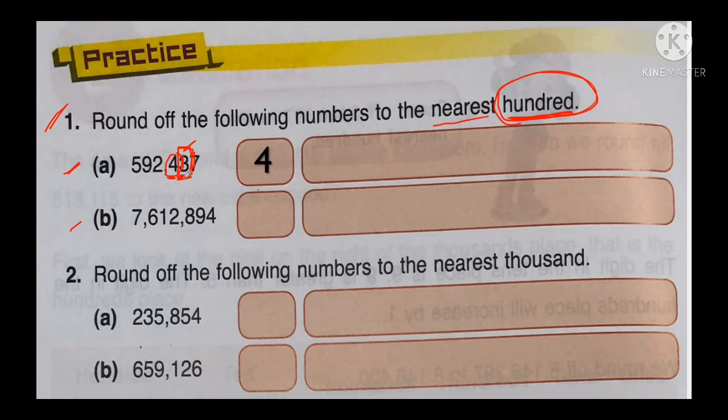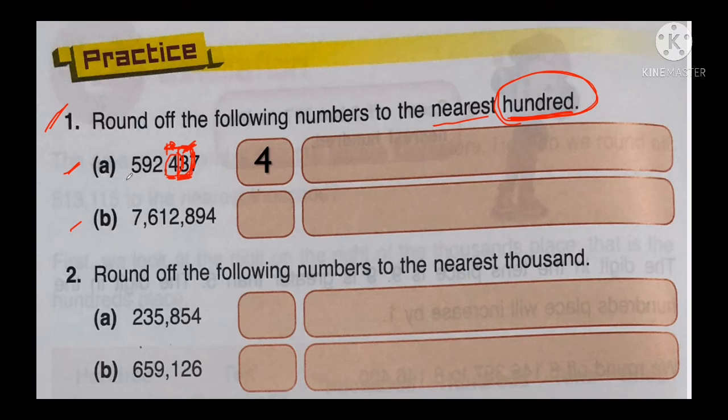And then if this number is 5 or more, just like 5, 6, 7, 8, or 9, then we will plus 1 here or add 1. Correct? Now, let us identify. This is 3. 3 is less than 4. So therefore, we will not add 1 here. We will just copy. Okay?